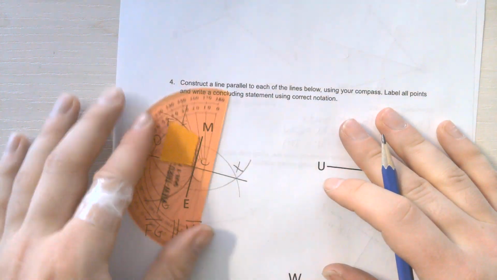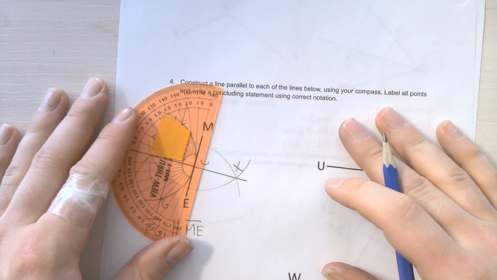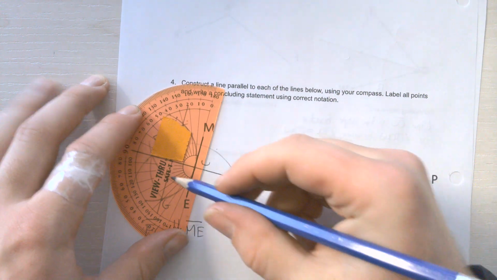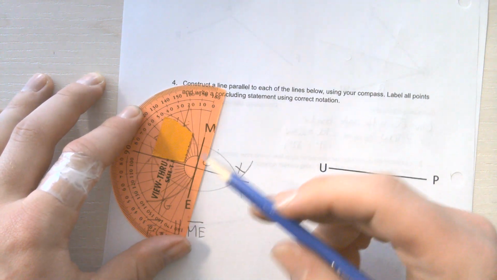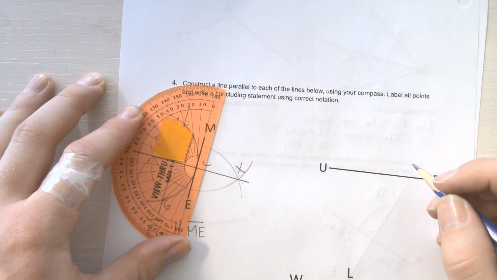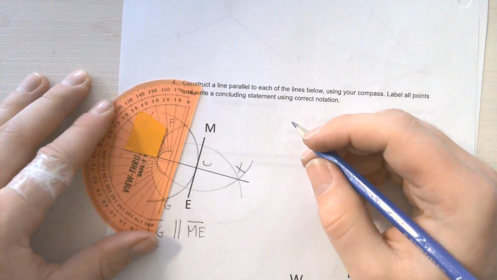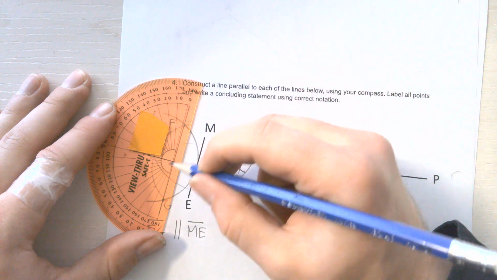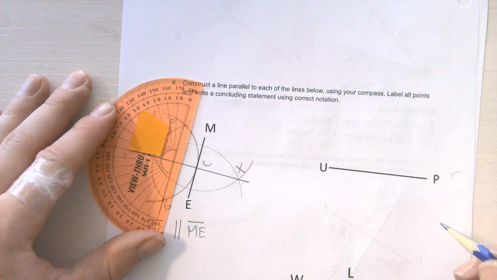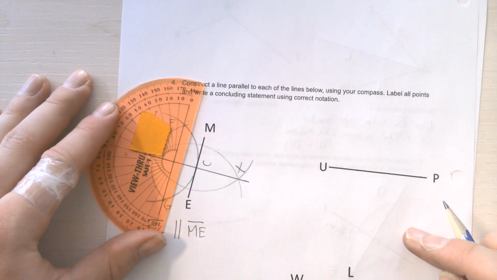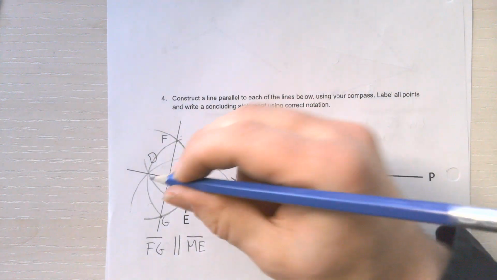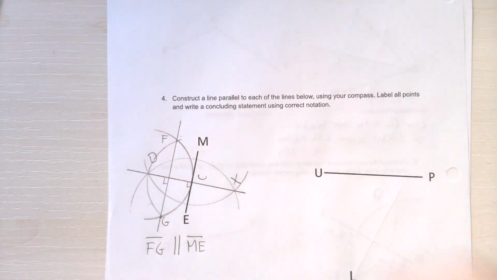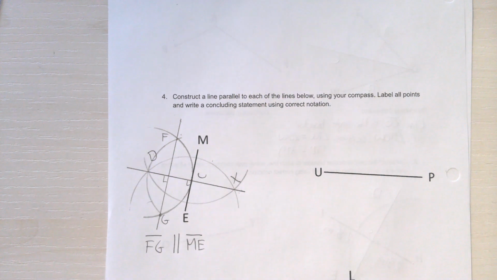If they're parallel, they should be at the same angle as each other. So ME is obviously 90 degrees to my perpendicular bisector line, DX, that I made. And my parallel line here, which is FG, is also at 90 degrees to that line. Okay, so they do form that same 90-degree angle, and so my two lines, FG and ME, are in fact going at the same angle as each other.